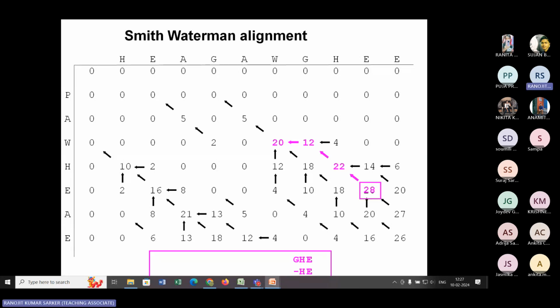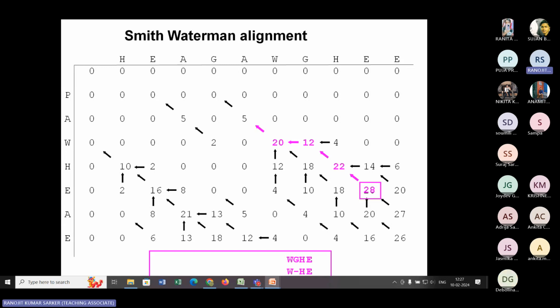Okay. Now say you are in the cell value that is 20, right? Here we have come from a diagonal path, so now we can align W by W. Now say we are in this cell having value 5, and again we have come from a diagonal path. So here we can align A by A, right? And then finally you see that we have encountered 0.